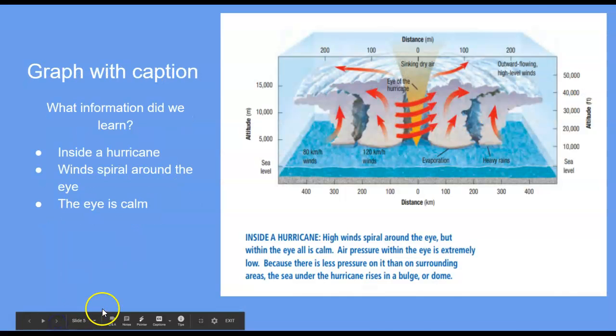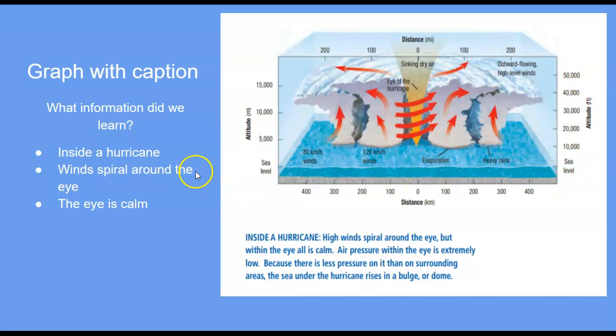Let's use another text feature. Another one is this graph with captions. Now I see that this is the altitude, like the height going up. You've got your distance, like how wide is it? You can see that here and here. This is in kilometers, this is in miles. So from 0 miles to 100 miles, look how big of a space that is.